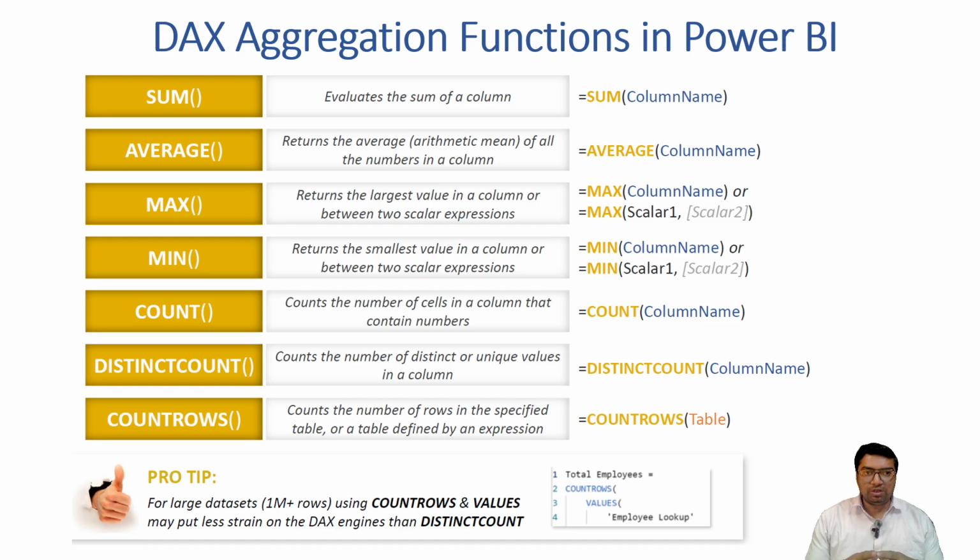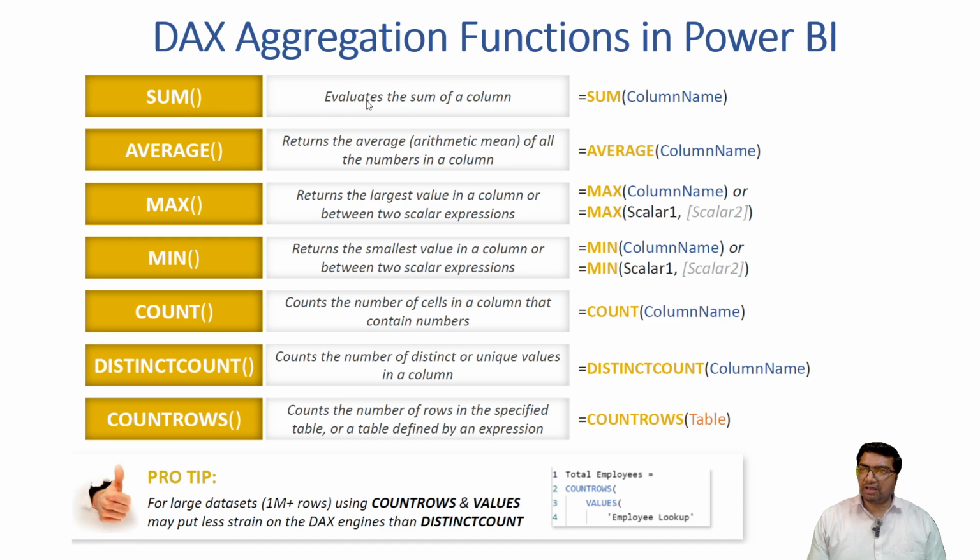So in this video, you will learn clearly how sum, average, minimum, maximum, count, distinct count, and count rows work, and when to use each one correctly. So let's try to understand simply, one by one, what the aggregation functions in DAX are. The first one is very simple, it is sum.